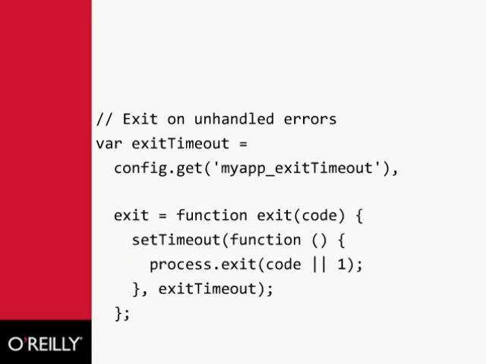In this case, we're creating an exit timeout, and we're just using one of those configuration variables to configure how long we're going to wait until it times out. And then we're going to set a timeout and then exit the process after that timeout has been reached. And we can use this exit function wherever there's an unhandled error or exception.